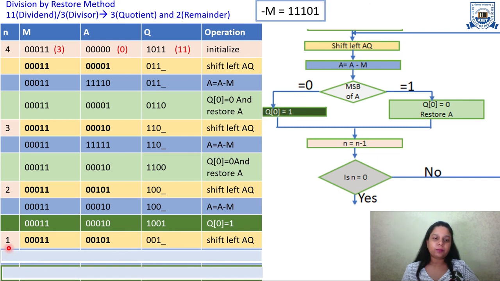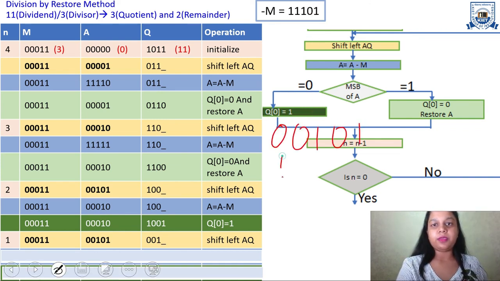1, because we subtracted, n is equal to n minus 1. M is the same. AQ is shifted left. So this 0 is here, 0 is here. This 1 is here, 0 is here. This 1 is here, this 0 is here, 0 is here, 1 is here, and now we do not know what to place here. But in the next step we need to do again A is equal to A minus M. So we have the value of A, we have the value of minus M, we will add this.